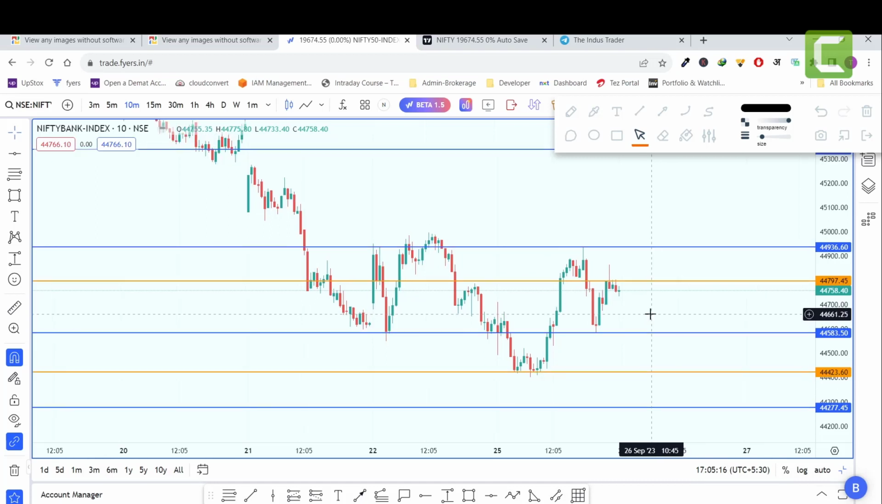But what I personally believe in the present situation, and what I am planning, my plan of action is to focus more on long trades compared to the short. And yes, this is going to be my trade plan for tomorrow.